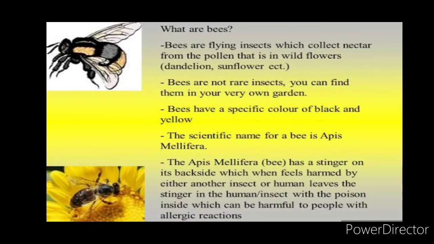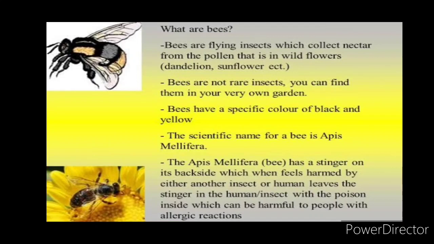Okay, and when this bee feels harm from any other insect or even from a human being, they suddenly put the sting on our body, and there is some poison on that sting. So sometimes we feel pain on our body if it puts the sting over there. Okay, someone is telling the bees are biting. No, they are not biting. What they are doing, they are just putting the sting inside our body parts, and we feel very much pain over there, and sometimes it may cause some allergic reaction.